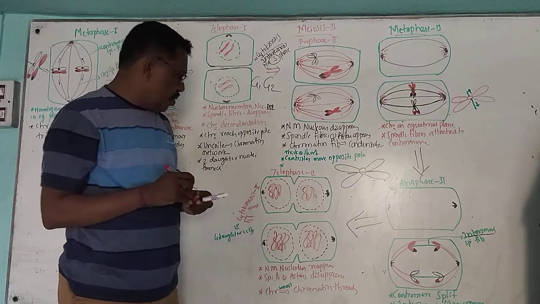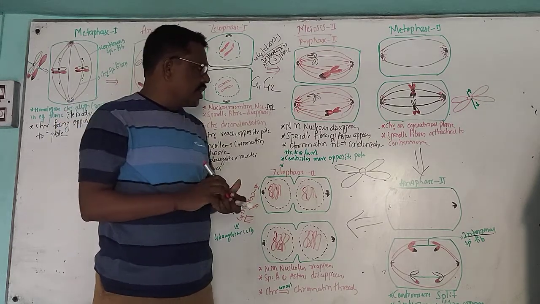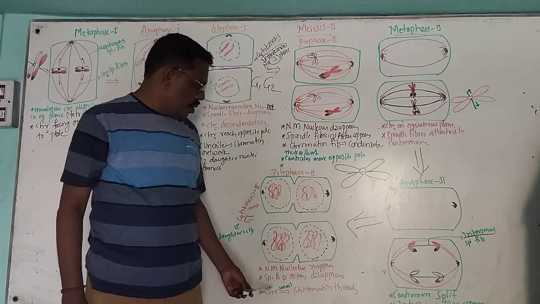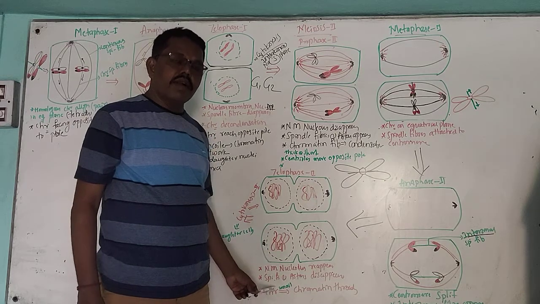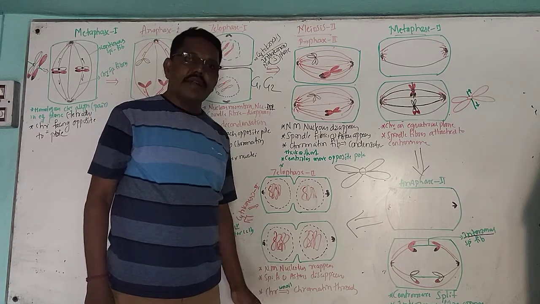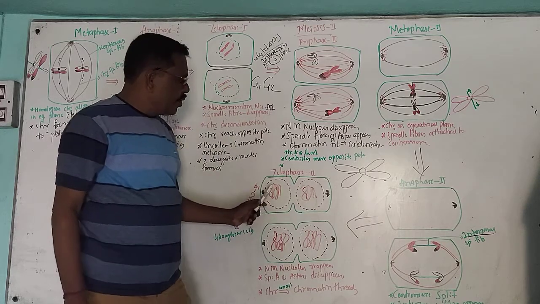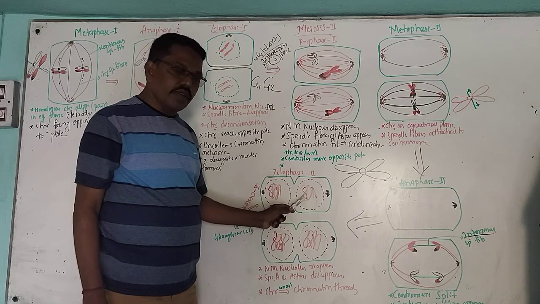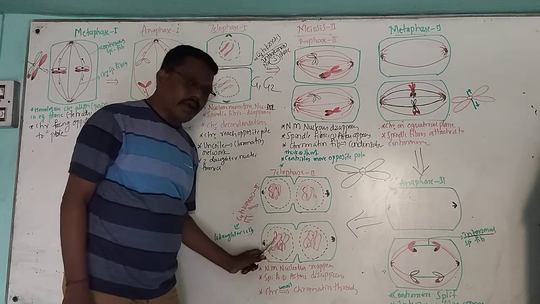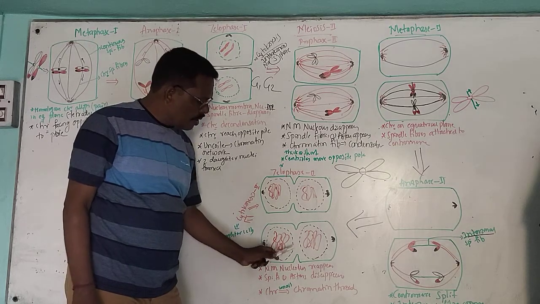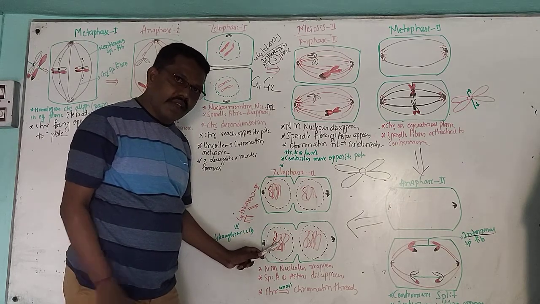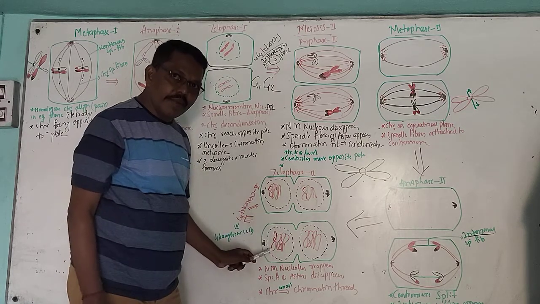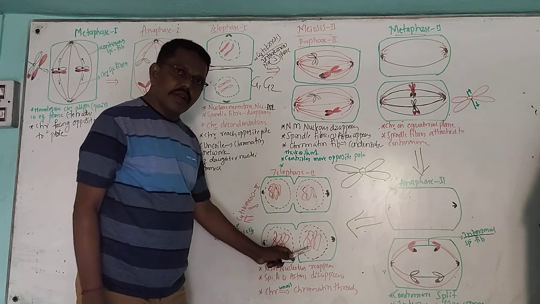Finally, the chromosomes undergo what? In anaphase 2, whatever chromosomes we see, they undergo uncoiling and become chromatin threads in the telophase. Finally, how many nuclei will we get? Within this single cell, we will get 2 nuclei. Here the nuclear membrane will reappear, and the nucleolus will reappear. Here I have not mentioned the nucleolus, okay? Nuclear membrane will reappear. Here finally we will get 4 nuclei.